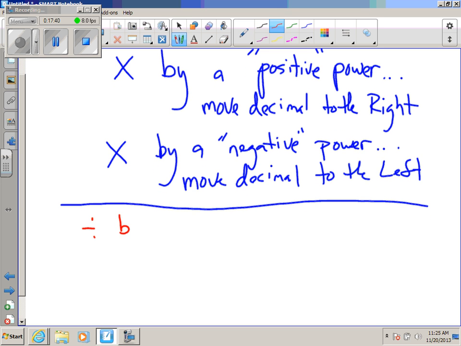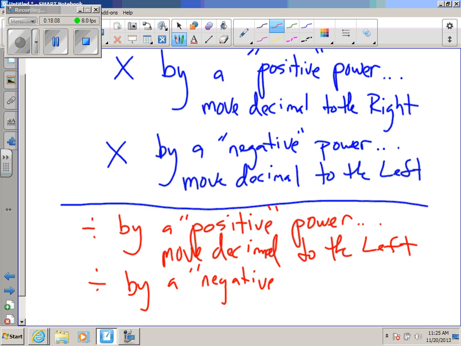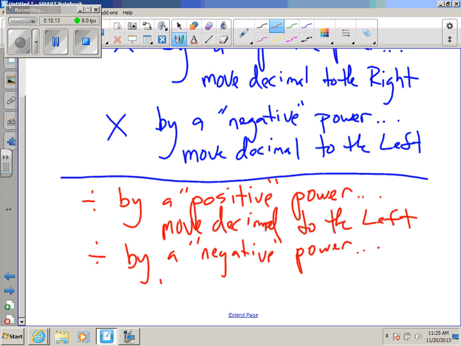Divide by a positive power, move decimal to the left. Divide by a negative power, move decimal to the right.